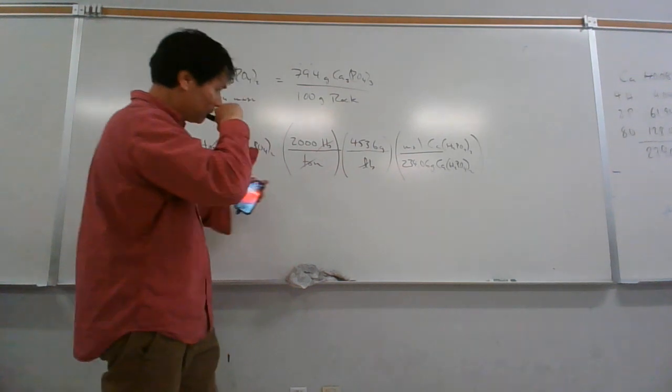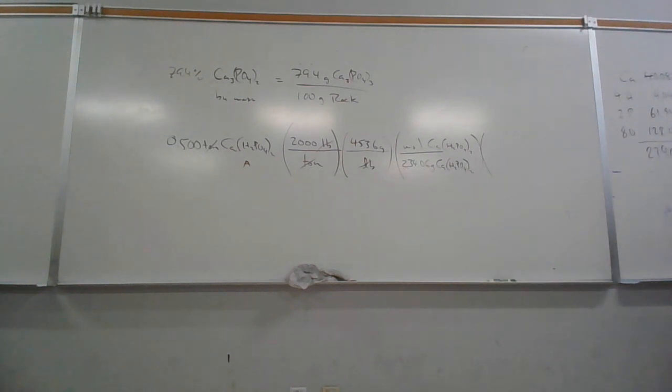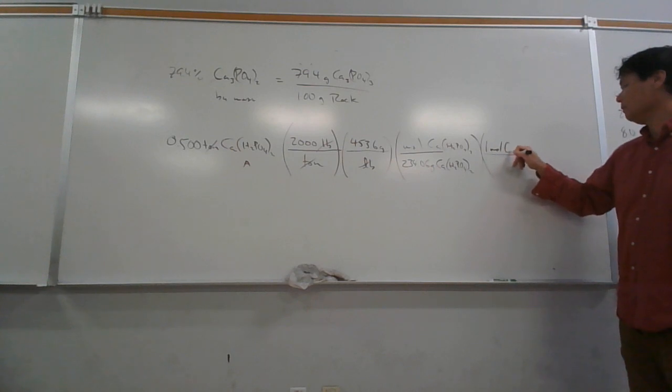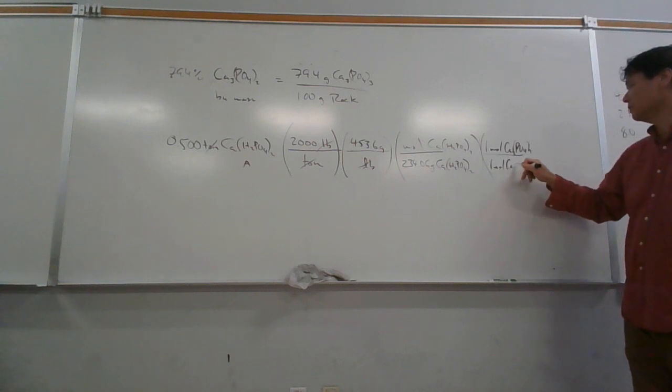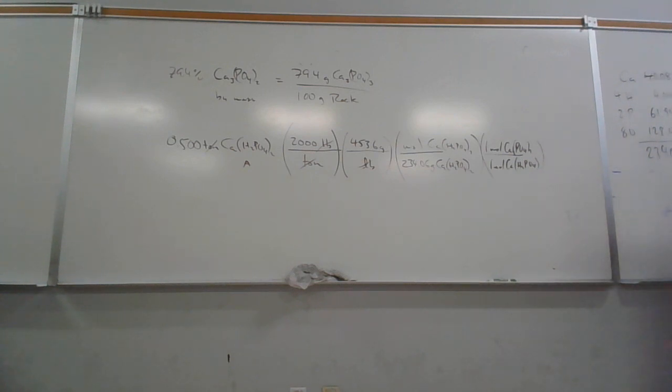So we go from grams of A to moles of A, then moles of A to moles of B. So the moles of B is going to be calcium phosphate. And the mole ratio here is 1 mole of calcium phosphate for every 1 mole of calcium dihydrogen phosphate. So it's a 1-to-1 mole ratio. Then from moles of B to grams of B.